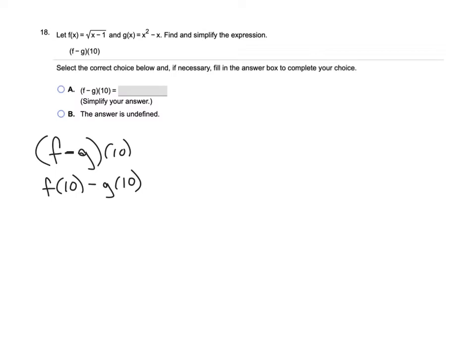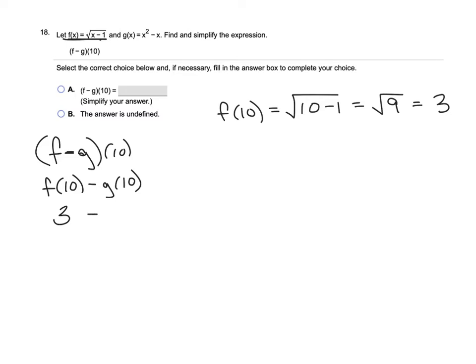Okay, so let's find f of 10 first. To find f of 10, you come up here to your f function right there. I'll do it right here since we have plenty of room. It's square root, and just plug in 10 everywhere you see x. Square root of 9, and that is 3. So f of 10 is 3.